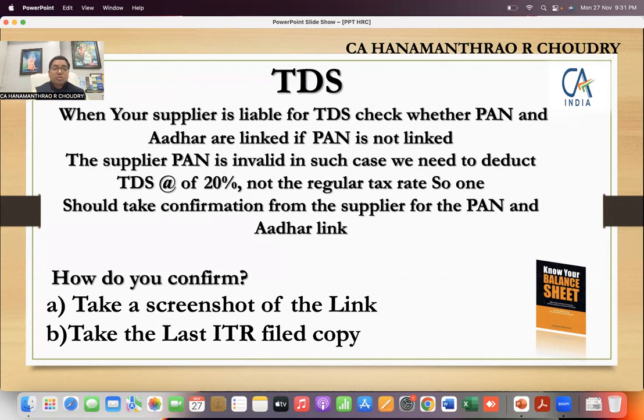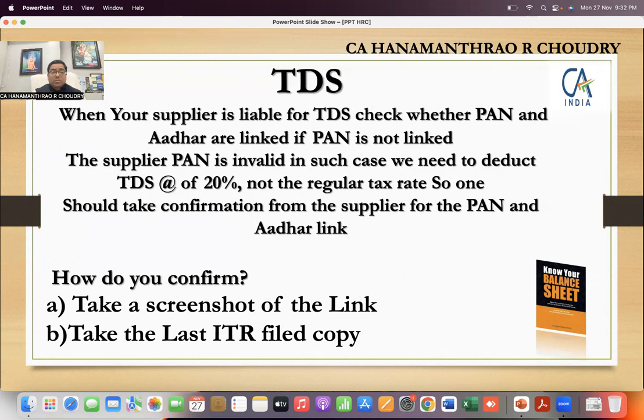The government has already told you many times to link the PAN and Aadhaar. If you do not link, your PAN will be invalid. When we filed Q2 TDS returns, there were many suppliers who were not linked with their Aadhaar and PAN. The system automatically takes the additional TDS at the rate of 20%, and you are getting short deduction notices. So be careful when deducting the TDS, you have to check whether his PAN and Aadhaar are linked. Otherwise, you have to deduct the TDS at the rate of 20%.